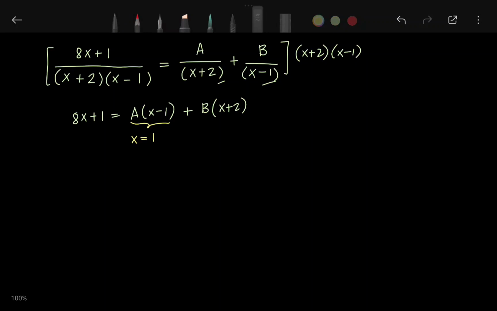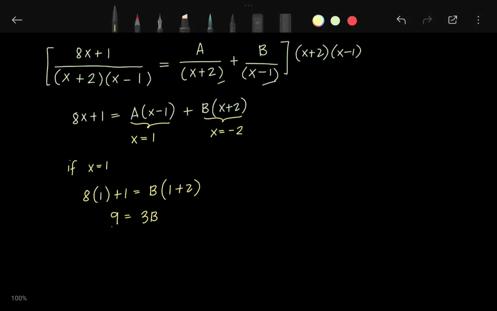Also, for this term to become 0, x should be equal to negative 2, so that negative 2 plus 2 is equal to 0, right? Now, if x equals 1, we already know that this term is going to be 0, so I'm not going to copy that anymore. Instead, I will substitute 1 into all of the x's. Ignore A. Focus on B. So that's 1 plus 2. 8 plus 1 is 9 equals 3B. Divide by 3. B is equal to 3.